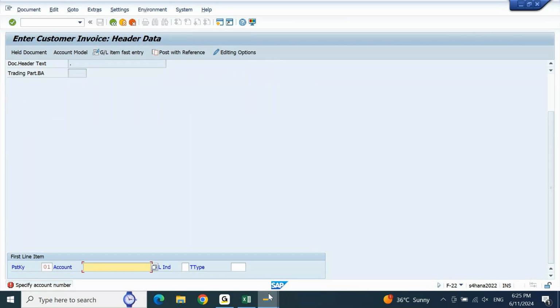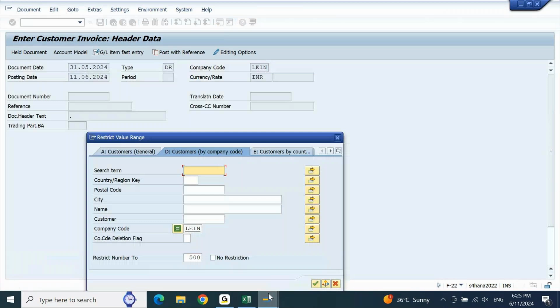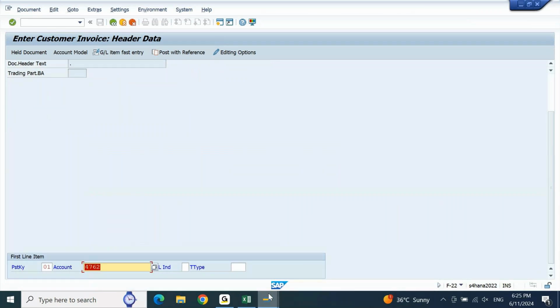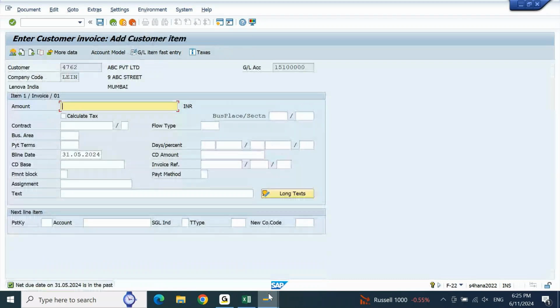Let me open any one customer account. I gave a customer account. The customer account that I have given is ABC Private Limited. This customer code is 4762. If you notice the screen, on the same screen along with the customer number, there is a GL account number also.